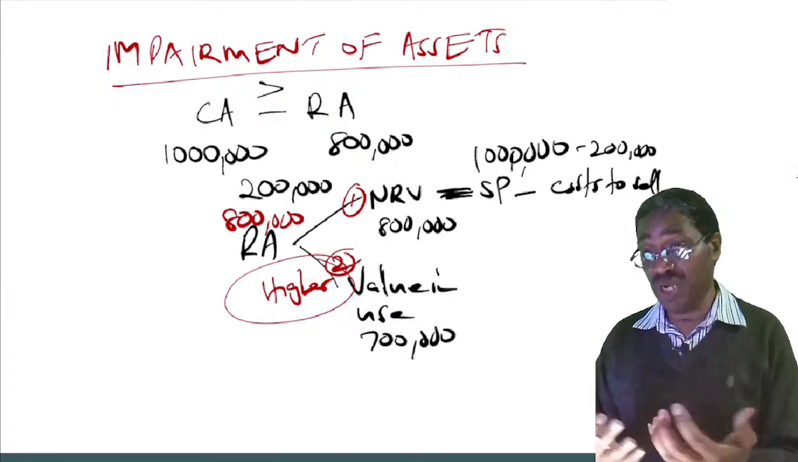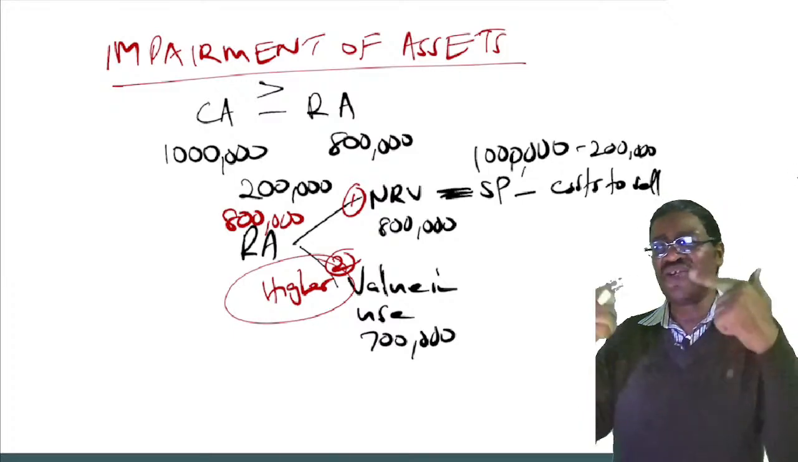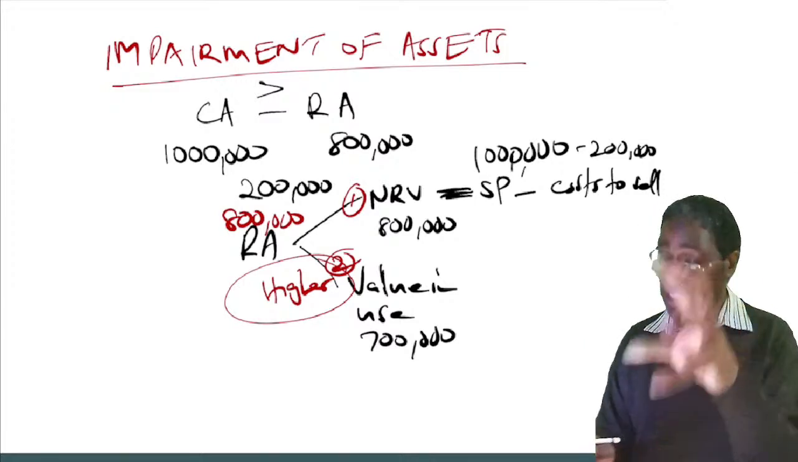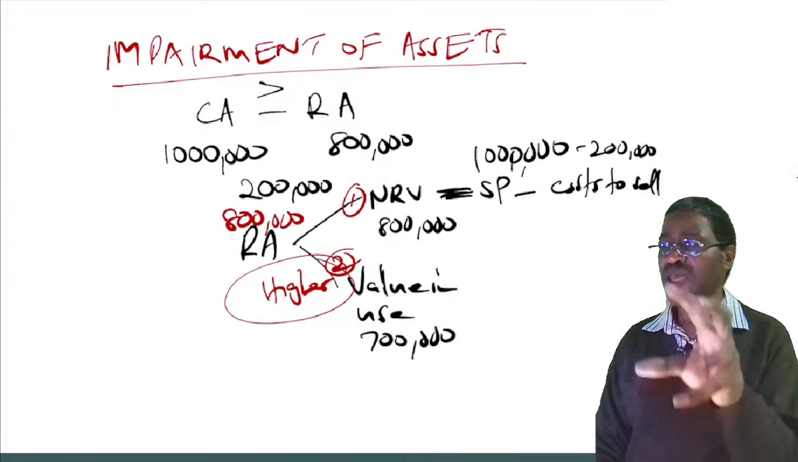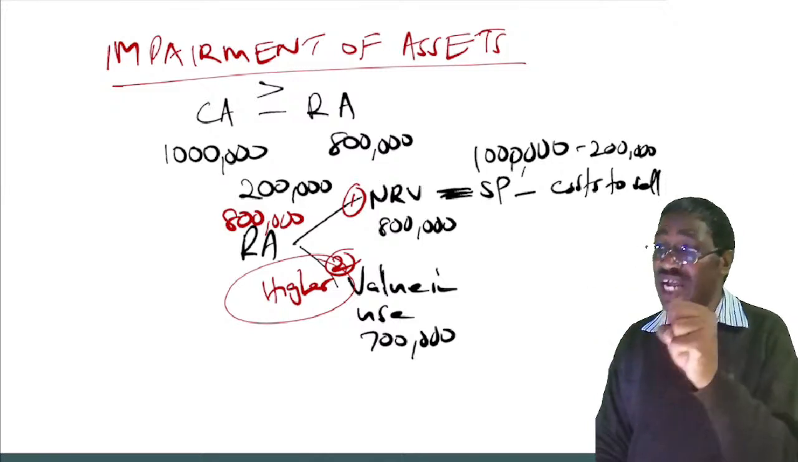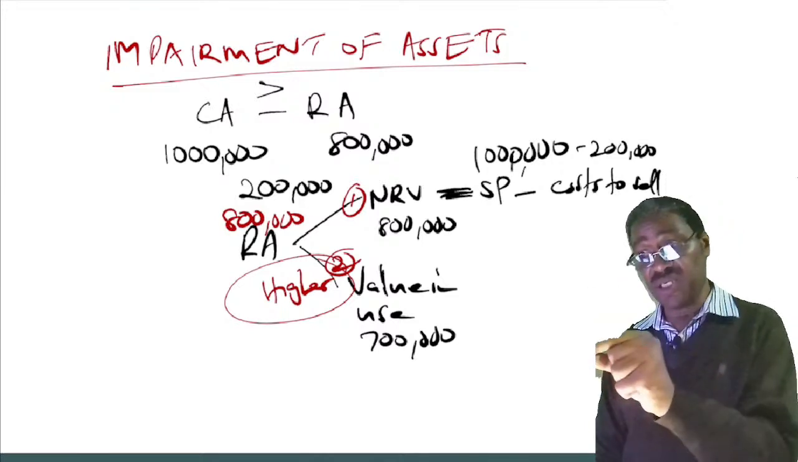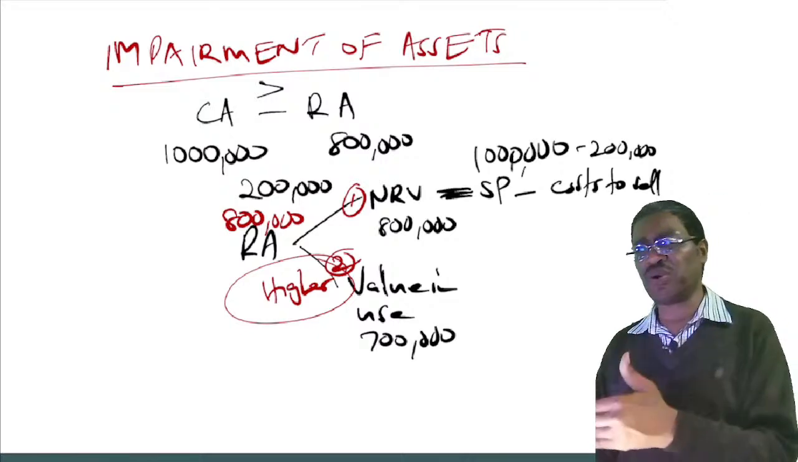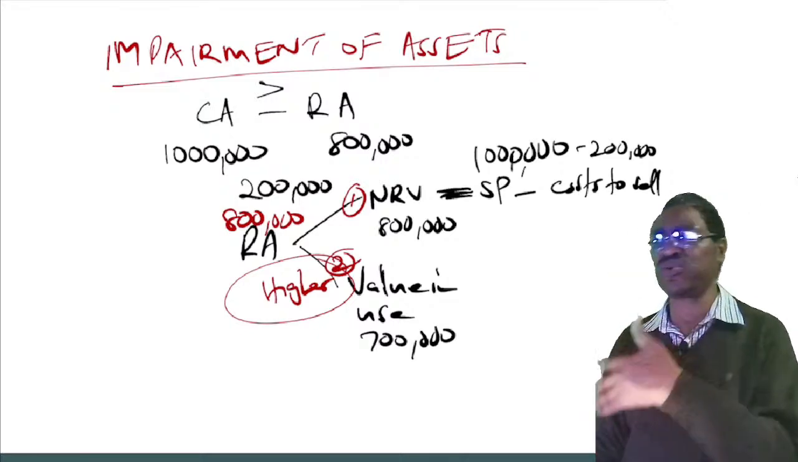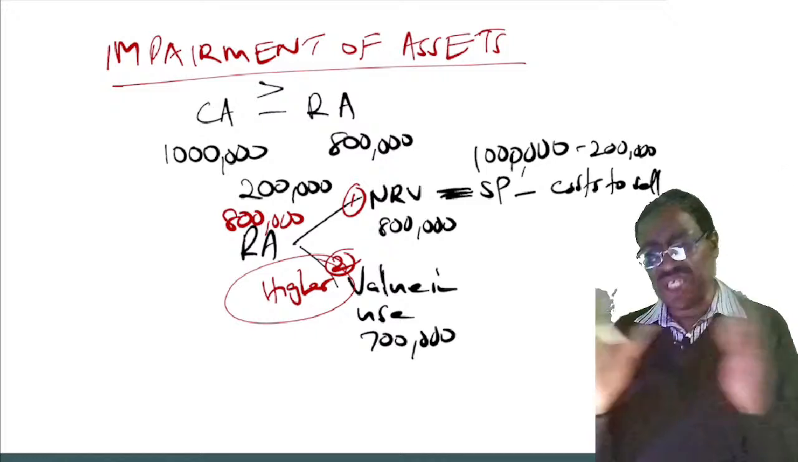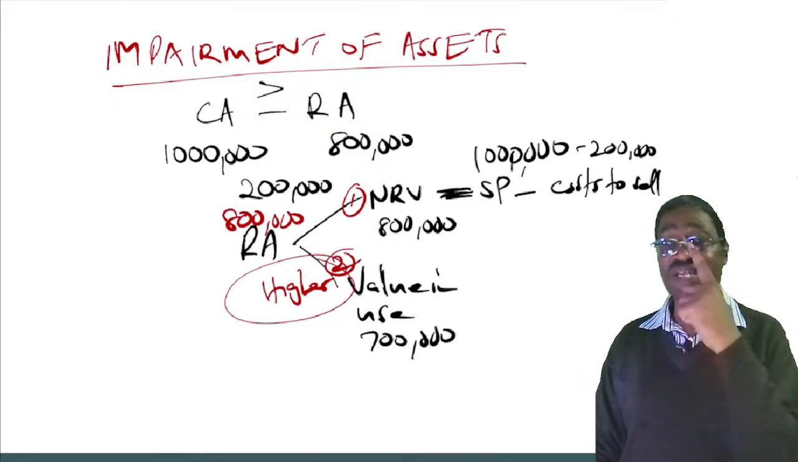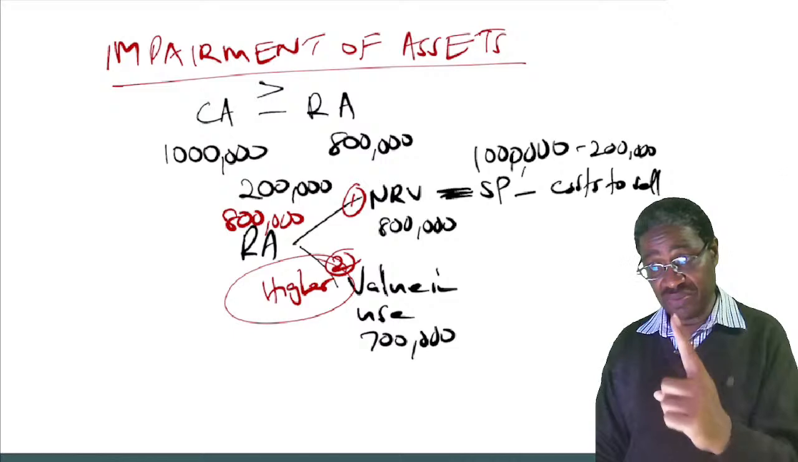You will sell it for 1 million, but effectively you will realize 800,000, because the cost of realizing that 1 million is 200. Maybe there is transport cost to take the product or that asset where it will be sold, and so on. Whatever the cost to sell. That's how you determine the net realizable value.